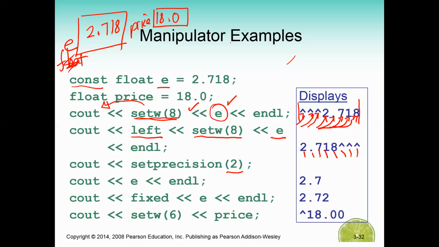Okay, let's continue here. Set precision 2 and then display E. And we get this. $2.7.